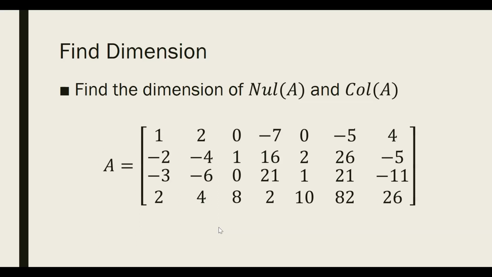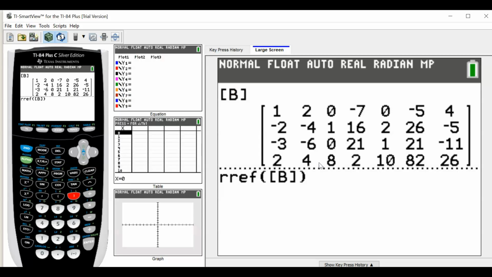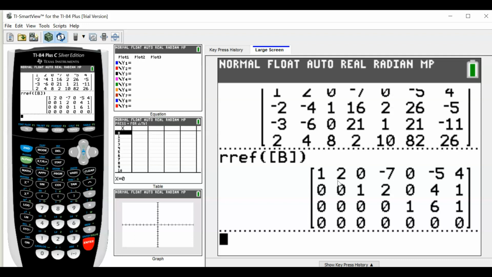So hopefully you went ahead and did that. I am trying to double check and make sure I wrote everything down right so I don't make a mistake, but sometimes that happens. All right, so what we would do is we would type this gigantic matrix into our calculator. There it is, I put it in B, and then we're going to row reduce B. When I do that, I get this. Notice that there are going to be 1, 2, 3 pivot columns, and 1, 2, 3, 4 free variables.